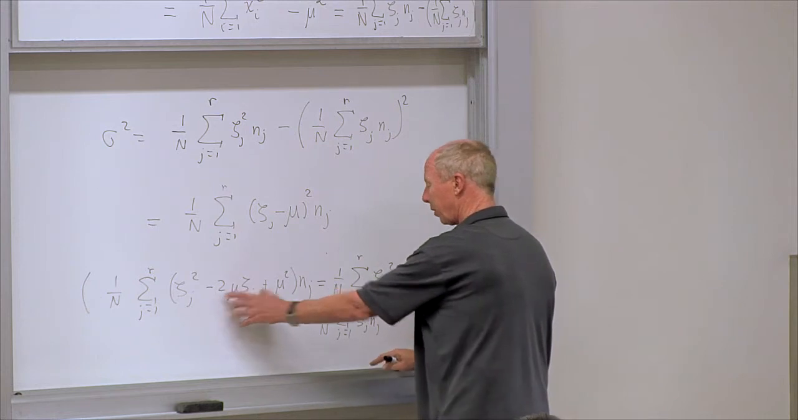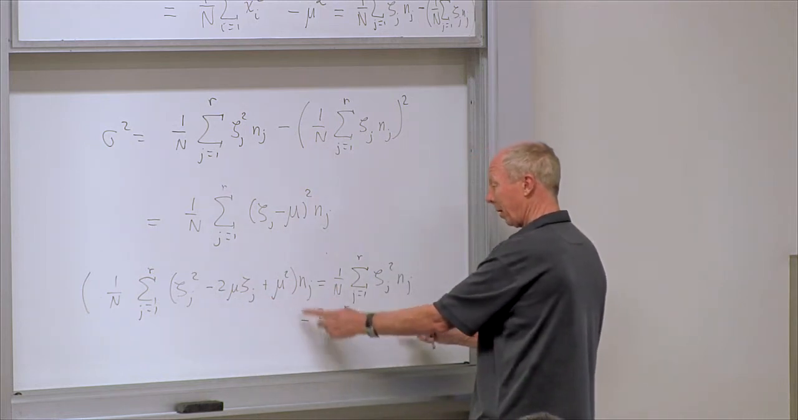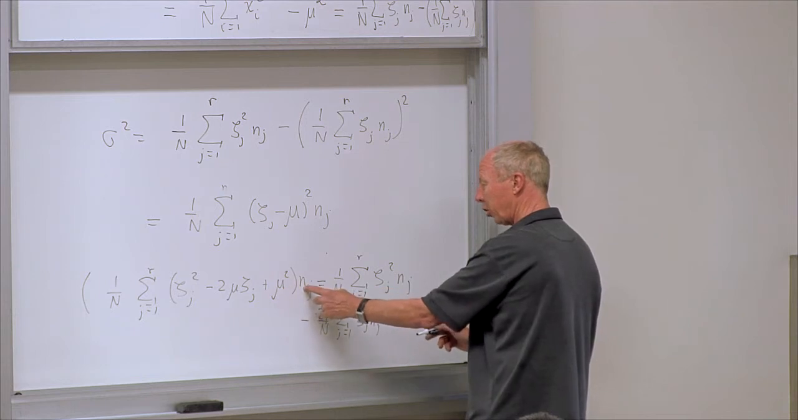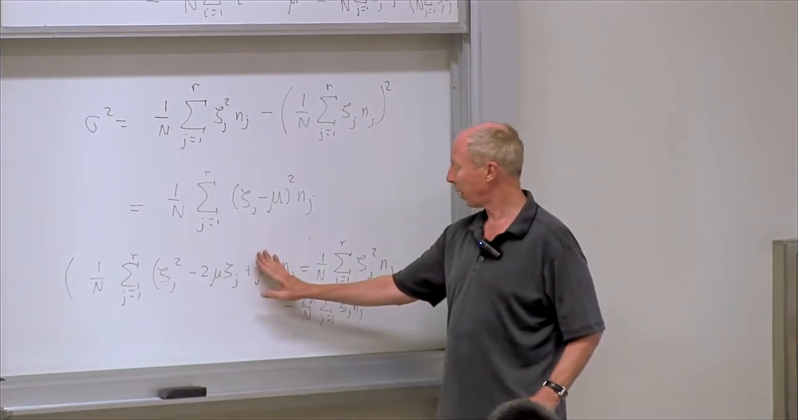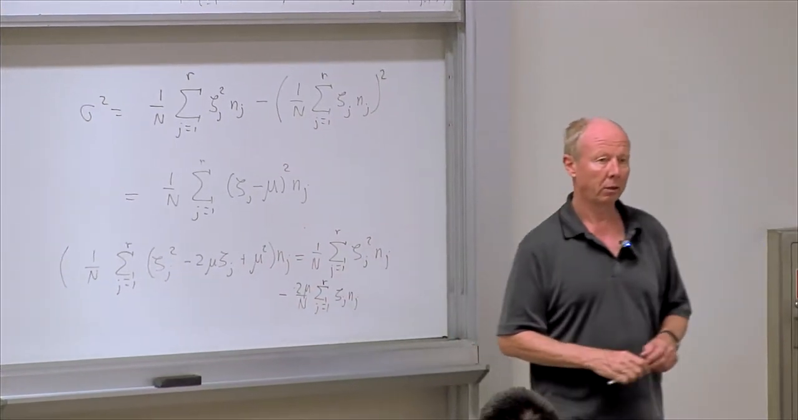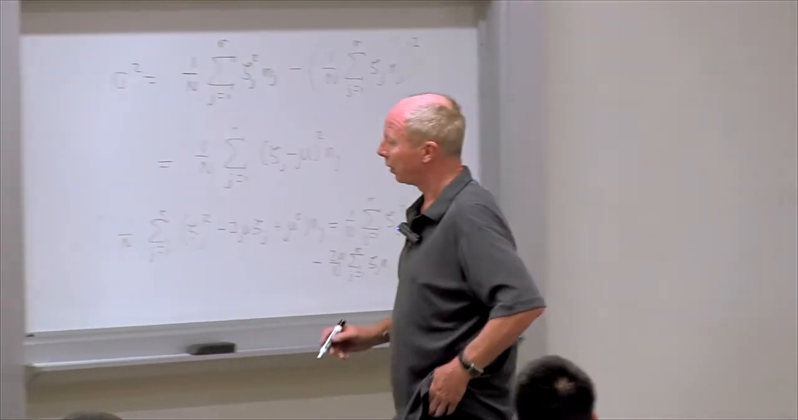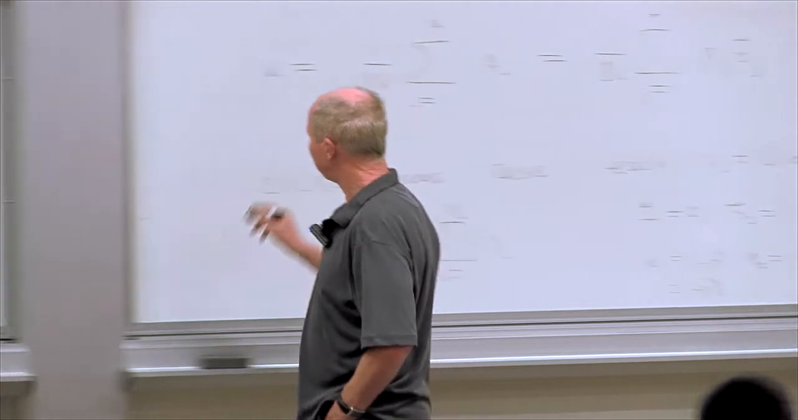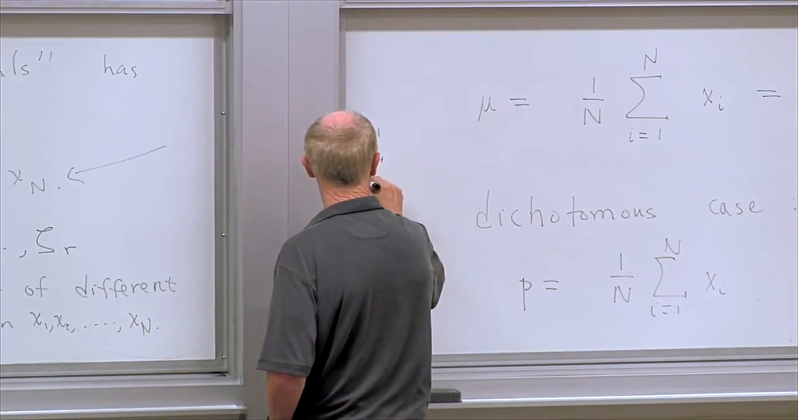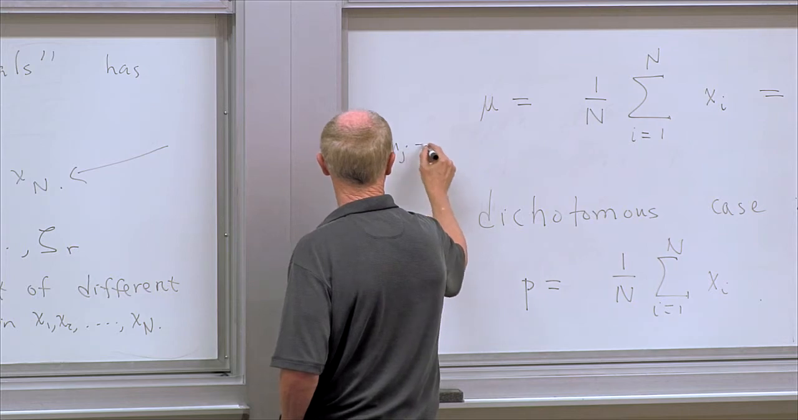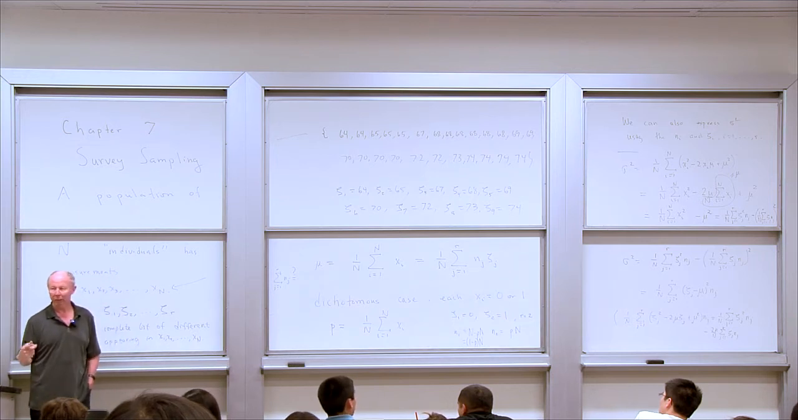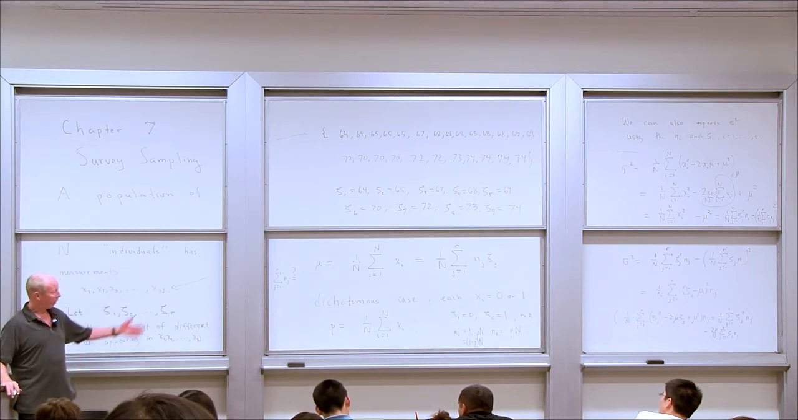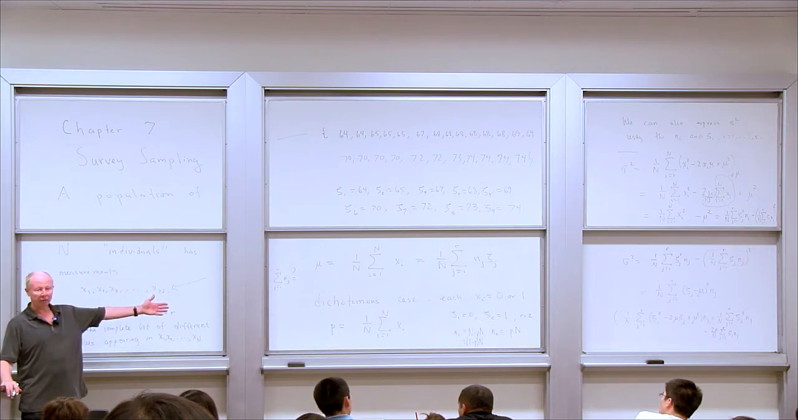So maybe just to carry it out once to make sure. This is the second term. When I add up this times this, I get that, right? And then I add up mu squared times nj, j equal 1 to r. What if I add up nj, j equal 1 to r? What's the sum? What's n sub 1? That's the number of times that the value c1 appeared on the list. N1 is the number of times the value c1 appears on the list. N2 is the number of times the value c2 appears on the list.